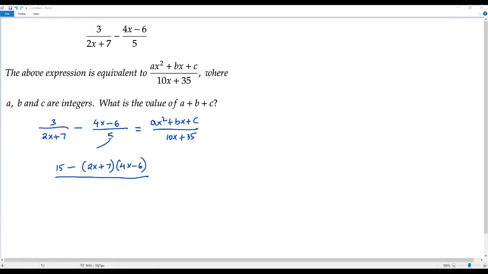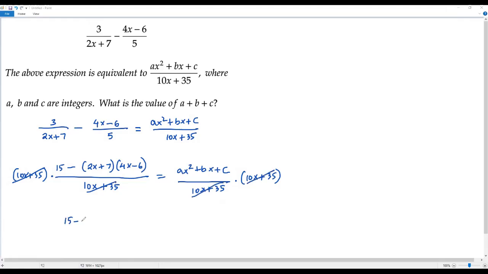Okay, for that we have to distribute this 5 to this 2x and positive 7. 5 times 2x is 10x and 5 times positive 7 is positive 35, equals (ax² + bx + c)/(10x+35). Here on both sides we find the same denominator 10x + 35. So we can multiply both sides of this equation by 10x + 35 to get rid of the denominators. Okay, let me do it. That is 10x + 35. So this one will cancel out, the same here. Okay, 15 negative. Now we can multiply the two binomials over here using the FOIL method.